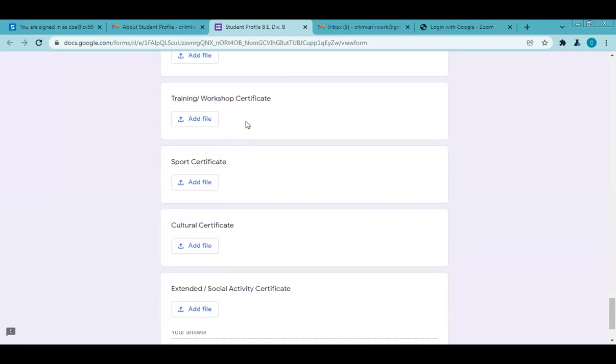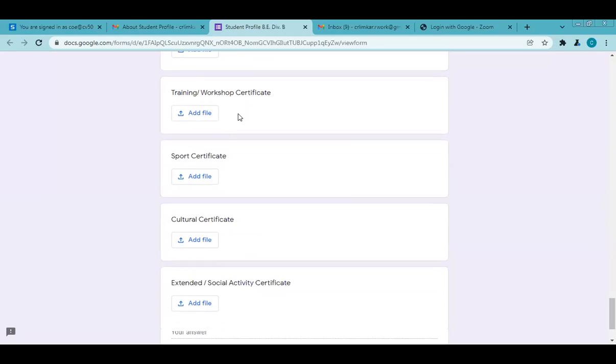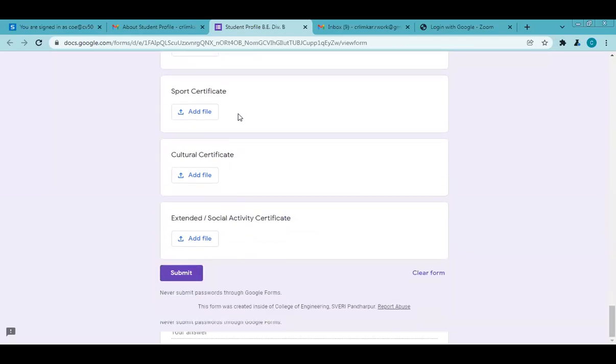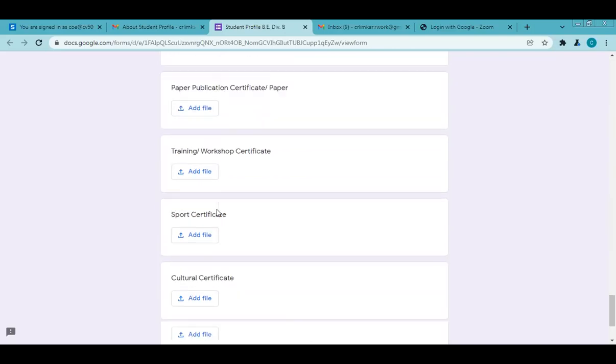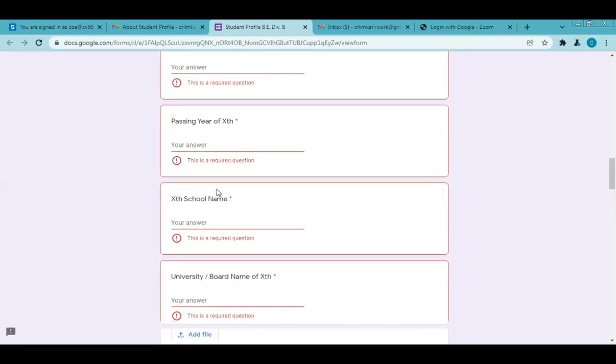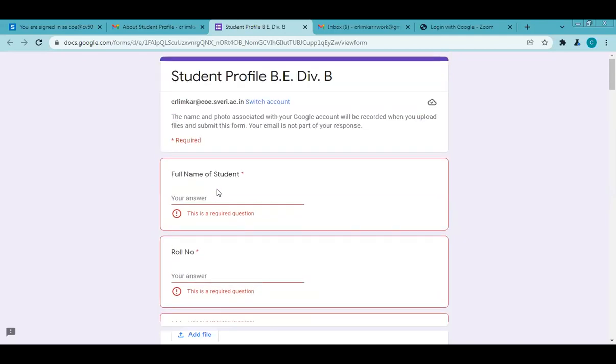Training or workshop: most of you have completed the Coursera certificate, correct? Coursera and other trainings, 2-day, 3-day, 5-day trainings or weekly trainings you have completed, add the certificates of those. Sports certificate: if you have participated in any sports activity like cricket, kho-kho, kabaddi, and got some prize or reward, add the certificate of that. Cultural certificate: any social activity you have performed or completed, add that also. And then you need to submit it. This is very urgent and important work. You have to finish it by today evening.